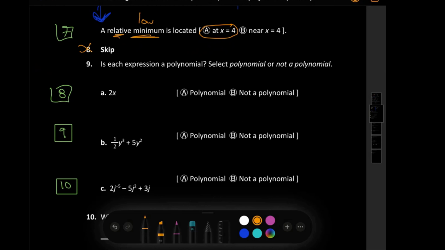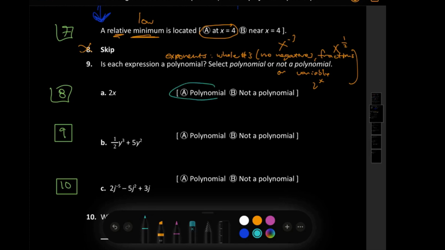Is each expression a polynomial? So a couple of things here. Remember, the exponents should be whole numbers, so that means no negatives, fractions, or variables, like 2 to the x power. That's an example. Or x to the 1/2, or x to the -3. Does that make sense? Okay.